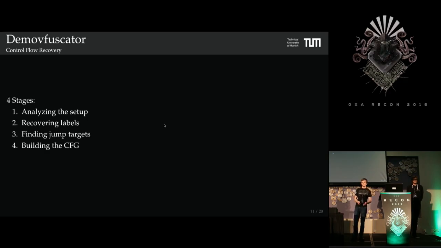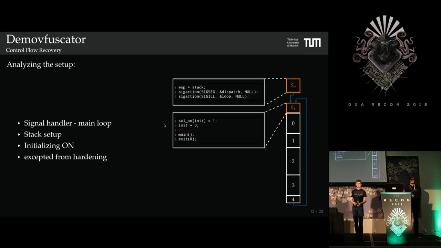After that we have enough knowledge to retrieve all the labels. Then we can look where the jumps are and where they are leading. And from all this information, we can finally build the control flow graph again. And well, that was our main priority. So let's get right onto it. How do we analyze the setup?